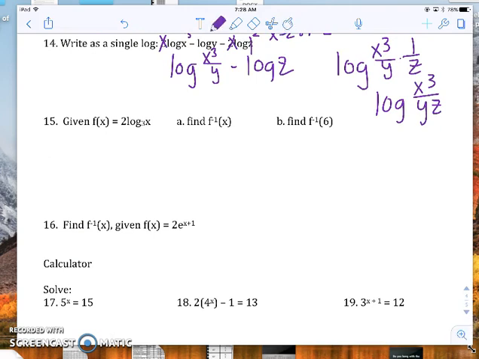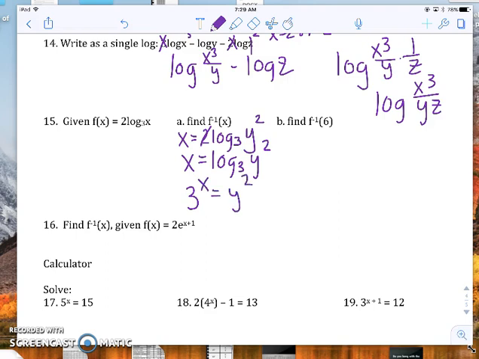So we're asked to find the inverse. So inverse, you switch the x and y. So x equals 2 log base 3 of y. And we have to solve for y. So we'll make it an exponent. So x equals log base 3 of y squared. If we rewrite it, this is 3 to the x equals y squared. So then we square root. So plus or minus the square root of 3 to the x equals y.